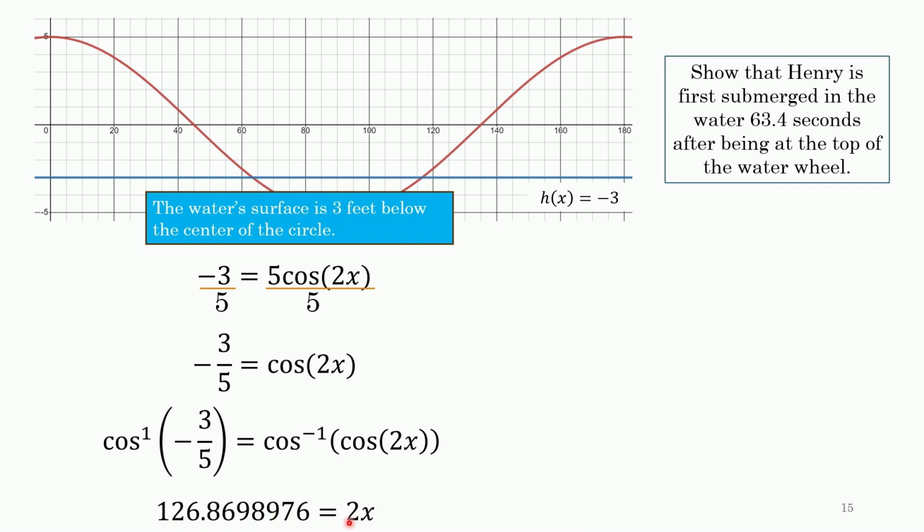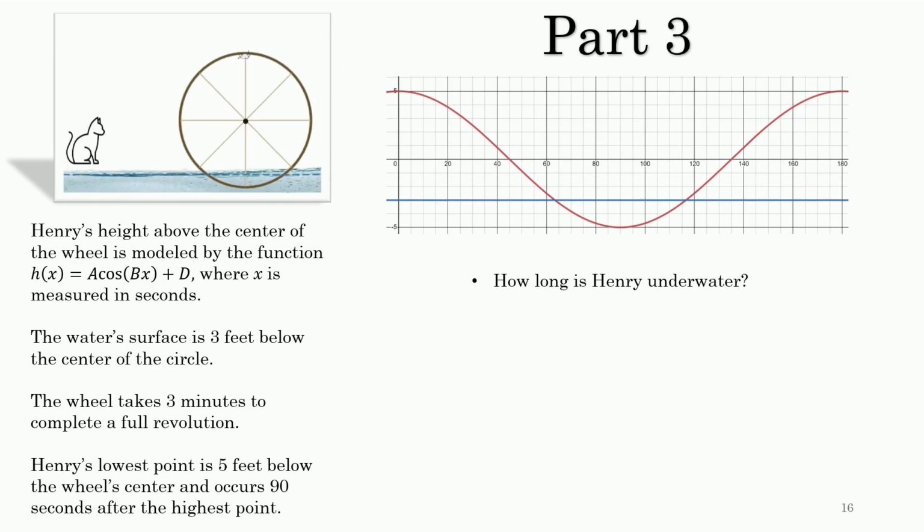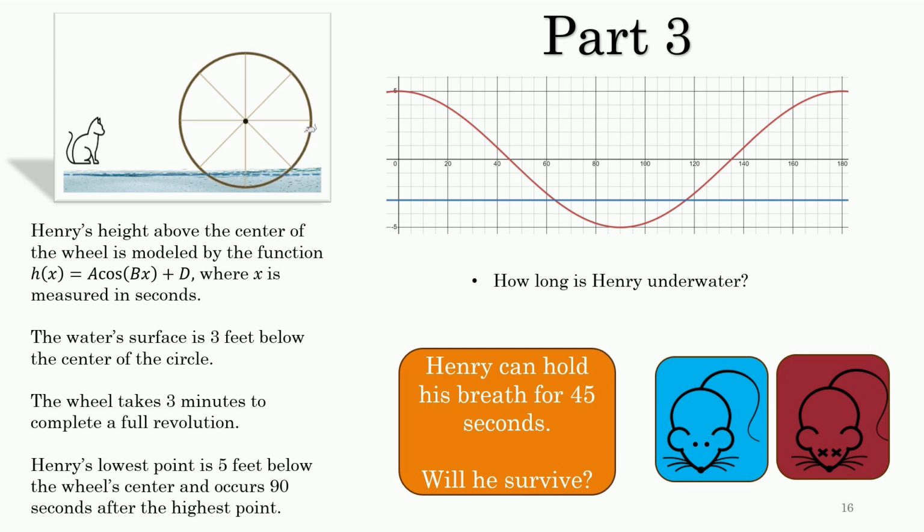Just leave that on your calculator and just divide that by 2. And then you write down this number because that's not going to be your final answer. It's not rounded, but you show your unrounded answer. That way, if you do make a little mistake, you can still get a lot of credit. So rounding to 3 significant figures, we found that, in fact, we did find 63.4 seconds is the time at which he first entered the water. So now, how long is he underwater, right? If he's underwater for more than 45 seconds, we're in a little bit of trouble because Henry can hold his breath for 45 seconds. So is he going to survive?